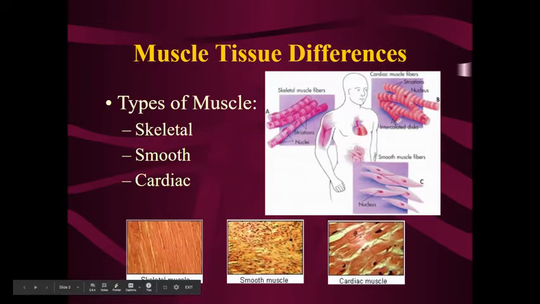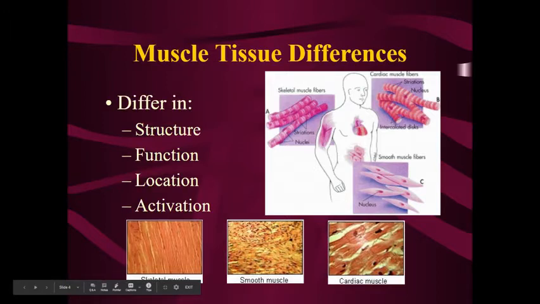There are three types of muscle and muscle tissue in the body. There's skeletal muscle tissue, smooth muscle tissue, and cardiac muscle tissue. Those types of muscle tissue differ in the structure of the cells, the function of the muscle itself, the location where it's found in the body, and the activation, how it gets the signal to contract in the first place.